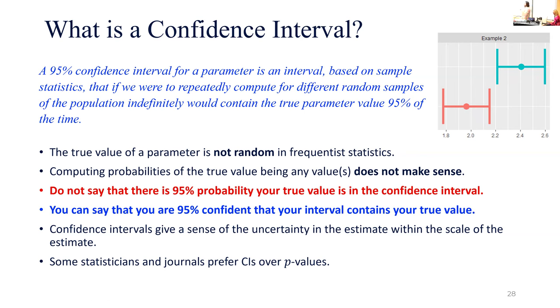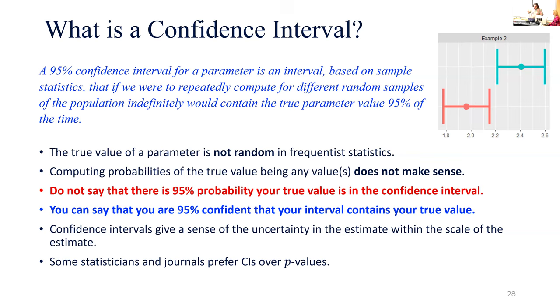When we talk about a confidence interval, we do not talk about the true parameter being random. We don't talk about the probability of the true parameter being within it. Okay, because the true parameter isn't something that's variable. It's not something that changes, at least not in frequentist statistics, which is the kind of statistics we tend to use. So computing the probabilities of the true value being any value does not make sense. And we do not say that there is a 95% probability your true value is in the confidence interval, because there's no probability associated with the true value.